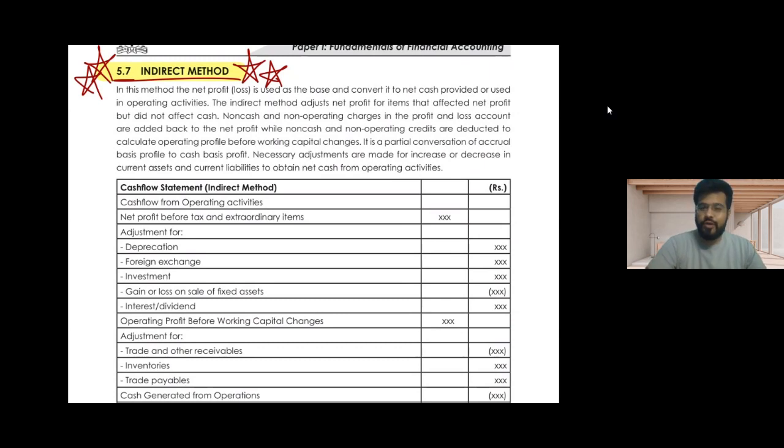Today we are going to cover the cash flow statement as per the indirect method. In the last class, we discussed the direct method, and now we are going to talk about the indirect method. In the indirect method, there is a typical format which we need to follow for the cash flow from operating activities. So, I will just give you a recap and then we will start with this indirect method.